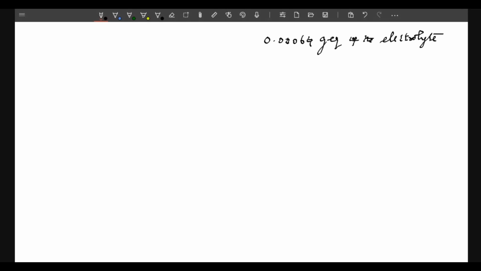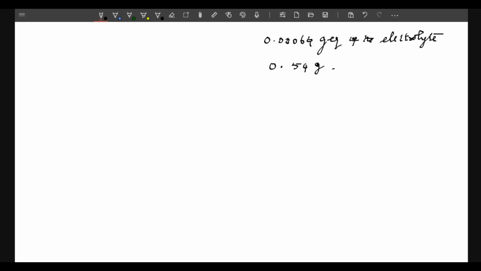The weight of silver deposited is found to be 0.54 gram. Calculate the T minus, the transport number of the anion.